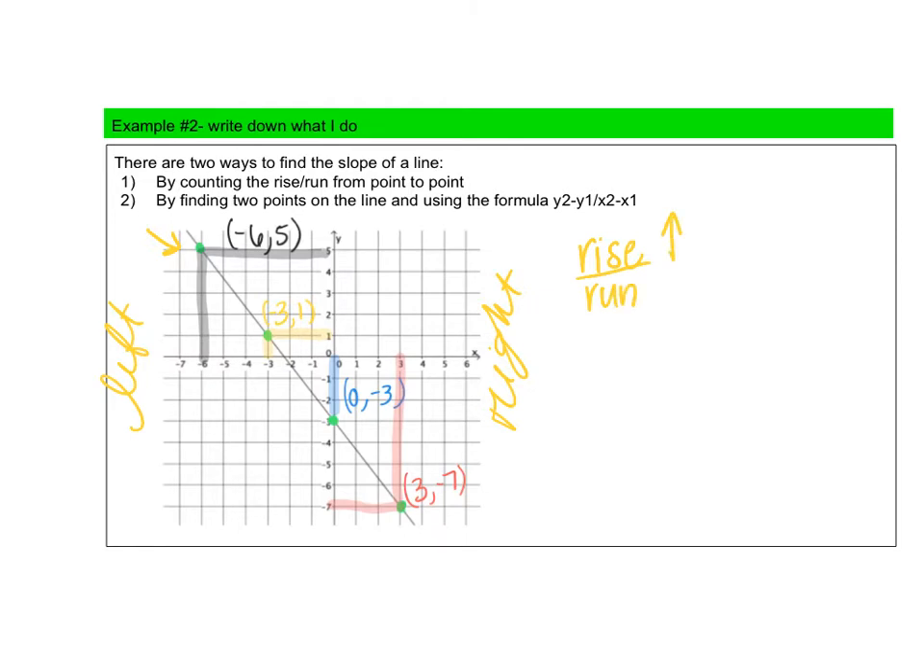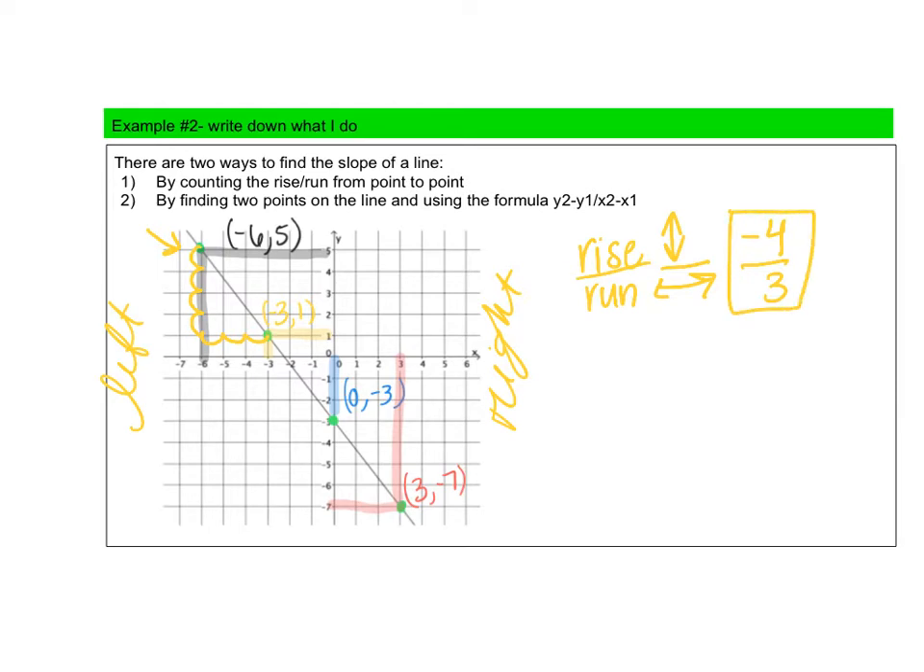My rise tells me how many I'm going up or down. Well, I'm going to go down to get to the next point. I'm going down 1, 2, 3, 4. So I went down 4, so that's a -4. And then how many am I going over? I always move to the right. I'm going over 1, 2, 3. So this is my slope, down 4 over 3.